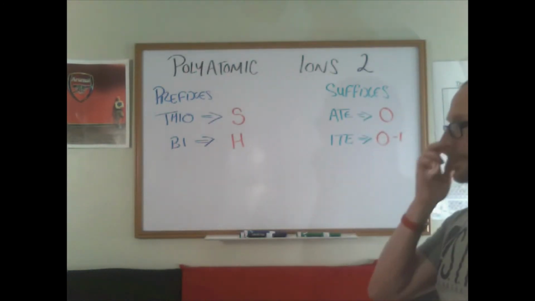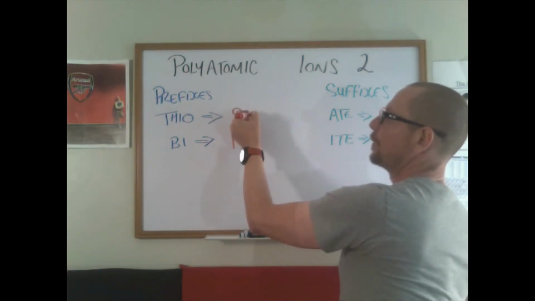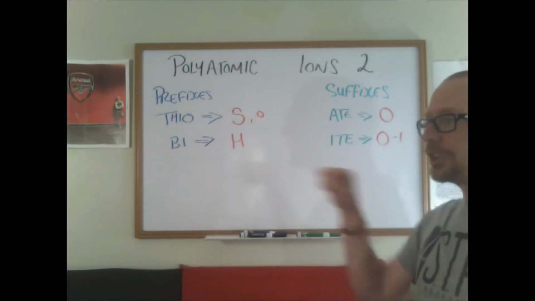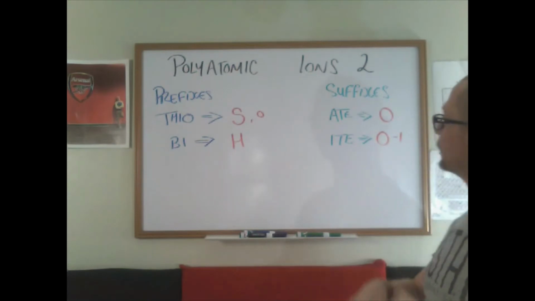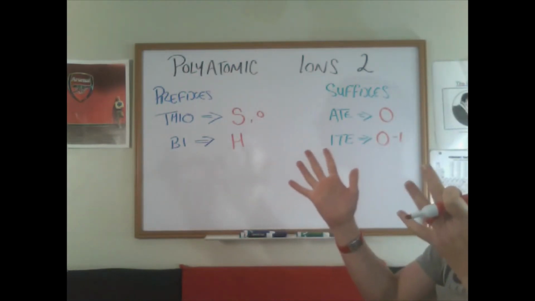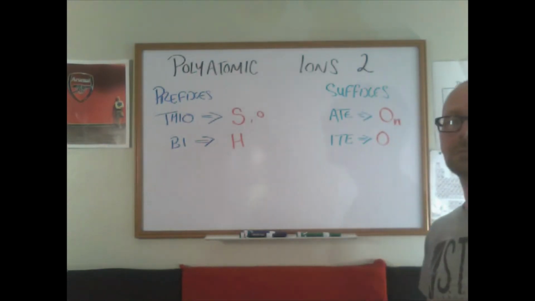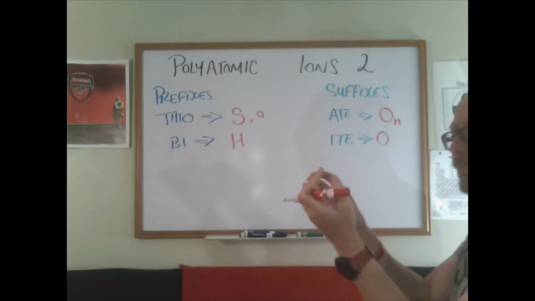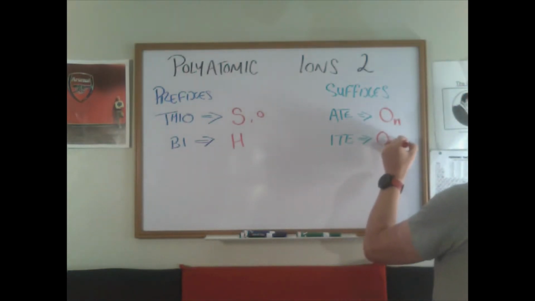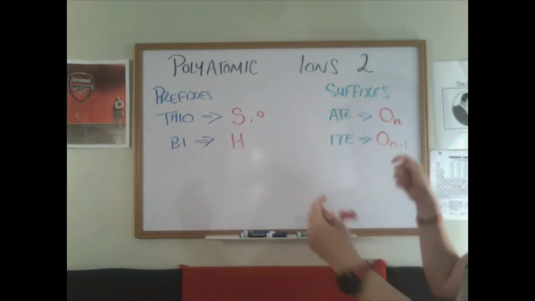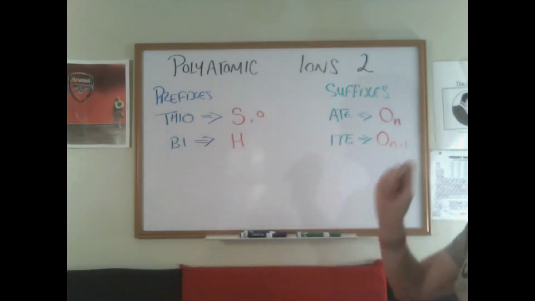Technically, thio is where you substitute a sulfur for an oxygen. You take an oxygen out, you put a sulfur in, that's a thio. Bi just means there's hydrogen involved. -ate means there's a certain number of oxygens. If I do that correctly, I'll put an N there, that little number that tells us how many there are. -ite is N minus 1. And then we have a blend of the two. Okay, prefixes and the suffixes.